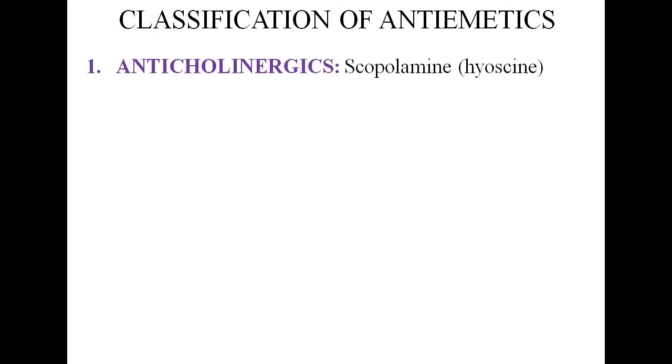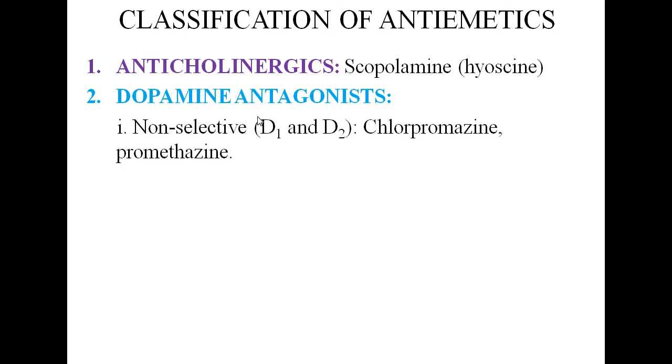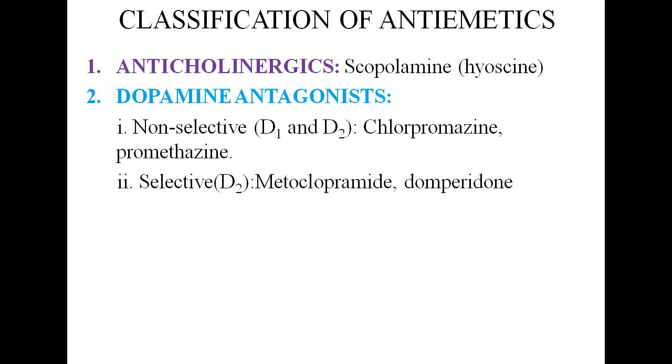Now coming to the classification of antiemetic drugs. This is based on both the chemistry and the receptor level of action. In the first group we have anticholinergics. We have one drug here, scopolamine, also called hyoscine, which we have discussed under the autonomic nervous system. The second group are the dopamine antagonists. Here we have non-selective dopamine antagonists, meaning they block both D1 and D2 receptors. In this group we have chlorpromazine and promethazine. Then we have selective D2 antagonists, metoclopramide and domperidone.